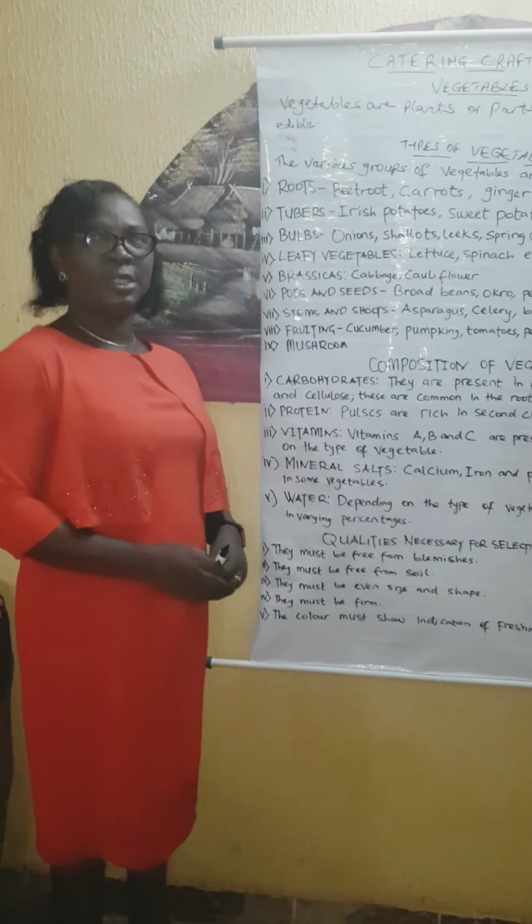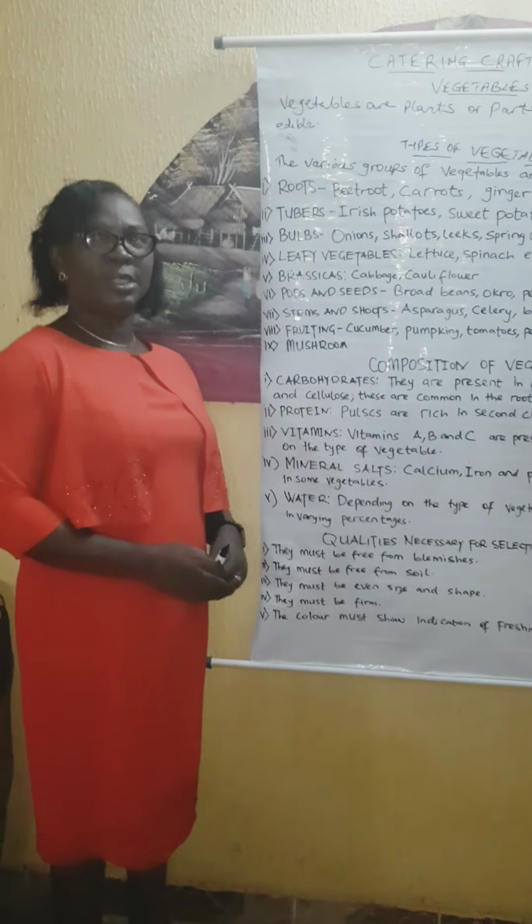Then we have number 6, the pods and seeds. Examples are broad beans, okra, peas, and so on. Then number 7, we have the stems and shoots. Examples are asparagus, celery, bean sprouts, and so on. Number 8, fruiting. Cucumber, pumpkin, tomatoes, pepper, avocado, and so on. Now, when we say fruiting, these are plants that produce fruits. Then we also have mushroom. Now, all these we have mentioned, they are types of vegetables.